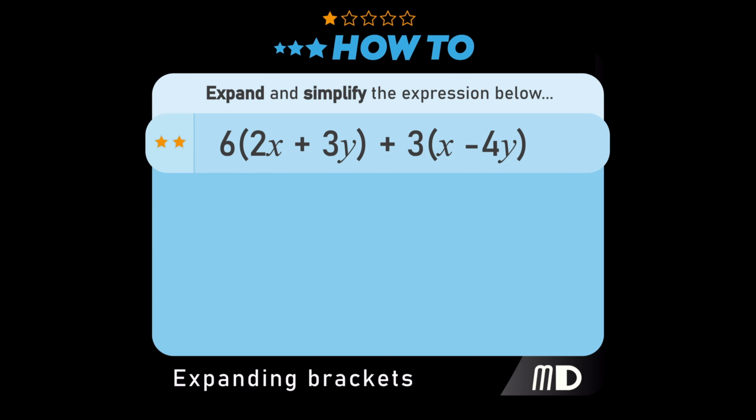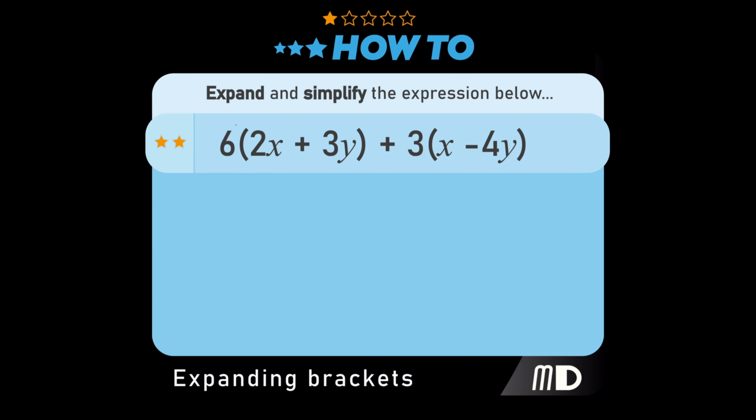Six multiplied by 2x plus 3y, plus 3 multiplied by x minus 4y, is expanded by multiplying 6 by every term inside the first bracket, then multiplying 3 by every term inside the second bracket, before simplifying the expression.